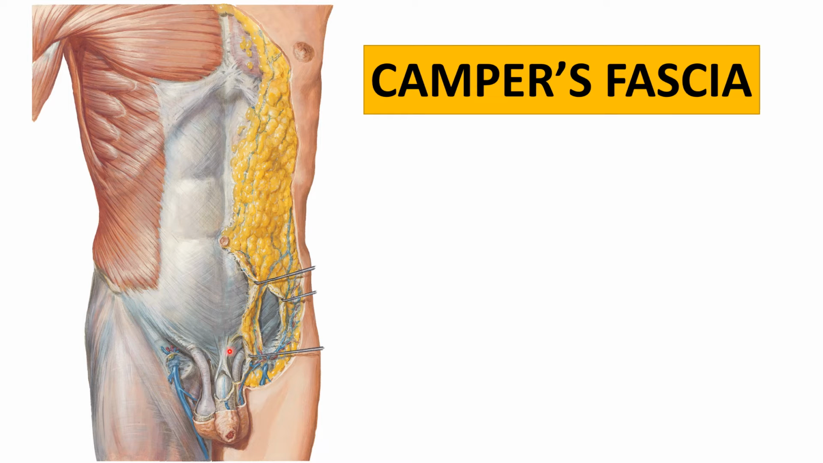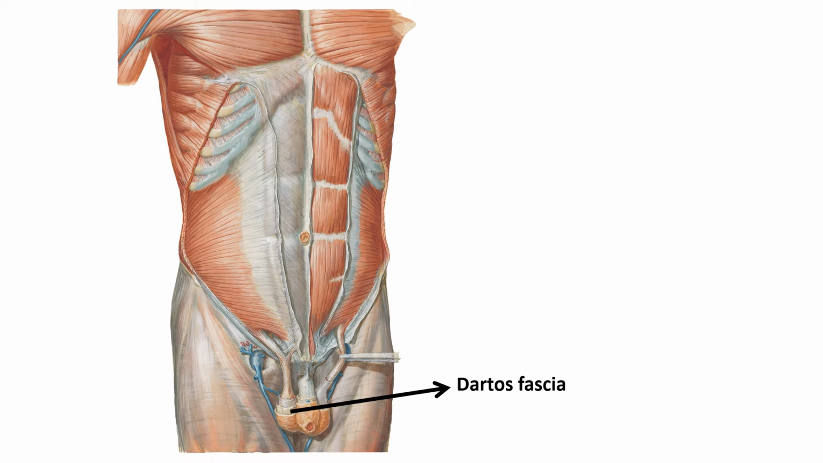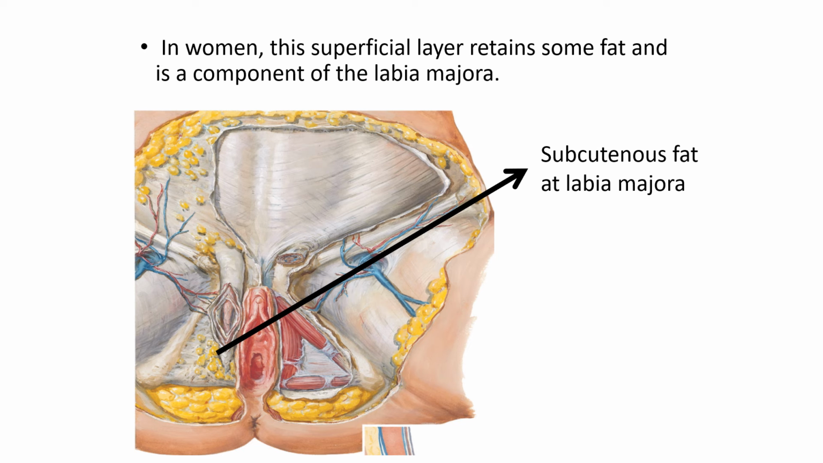And towards medially, it is extending downwards and medially as the dartos fascia surrounding the scrotum. Okay, so the Camper's fascia is extending as dartos fascia in the scrotum. Then in the woman, the superficial fatty layer, which is extending down, is forming the fatty layer just inside the labia majora, and it is forming the subcutaneous fat.